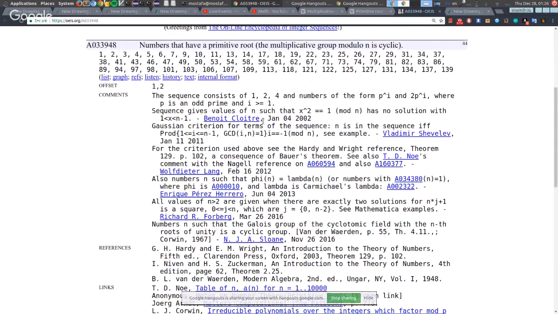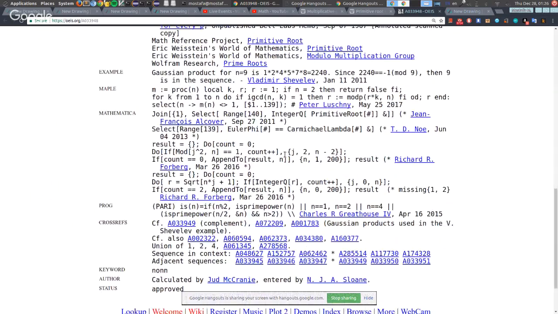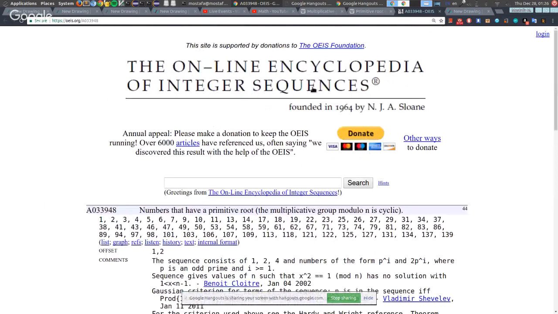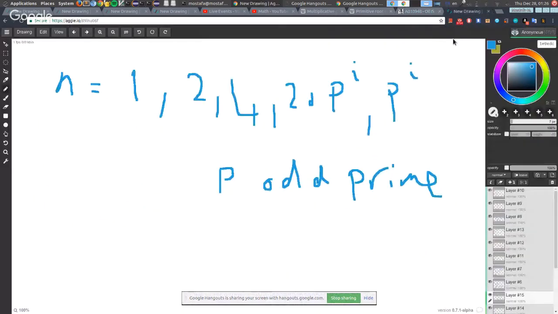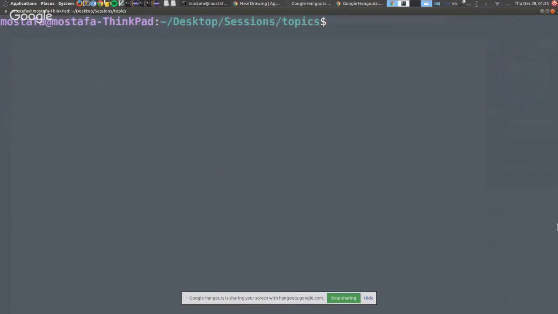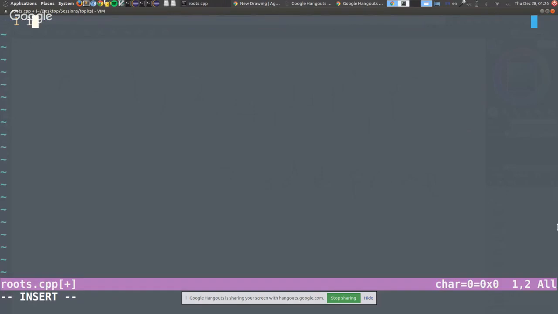Here we can look. Usually it's the OEIS website that has a lot of sequences and some properties about them. So we can actually write code that finds a primitive root. So we try to find it simply by brute force.